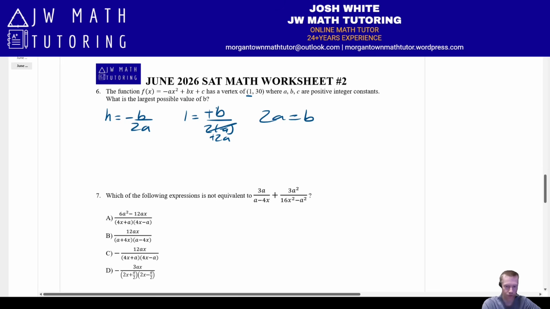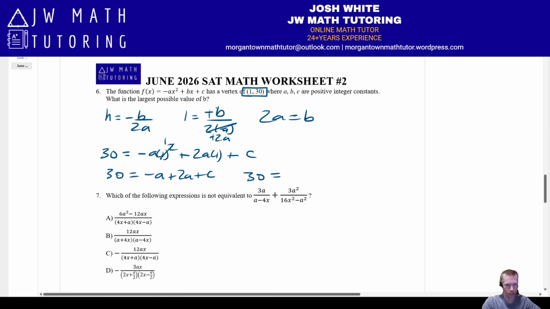So now, if you know that, we go back to the function and we plug in this point. So f of x, which is y, is 30. Negative ax squared plus, now instead of b, I plug in 2a, plus c. And, of course, I'm plugging in 1 for each of the x's. The reason why I'm doing this will become clear in a second. So notice I get 30 equals, okay, 1 squared is just 1. This is negative a. 2a times 1 is just 2a. Okay, plus c. 30 equals a plus c.